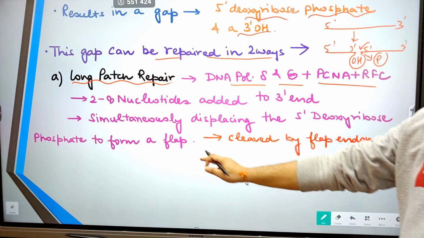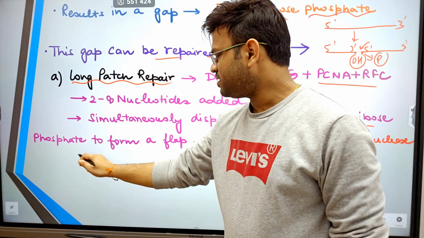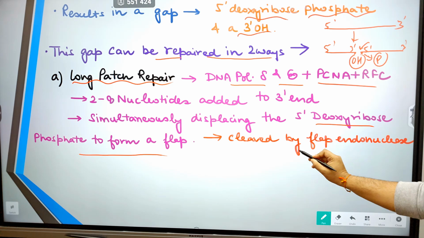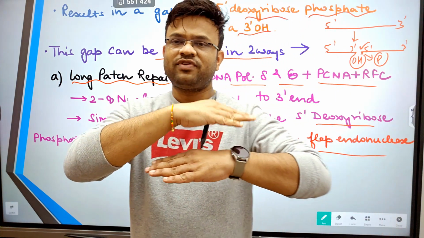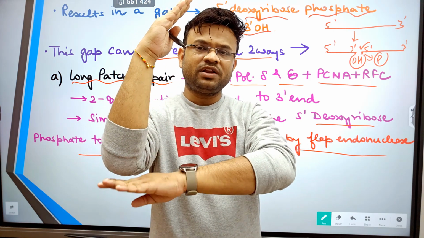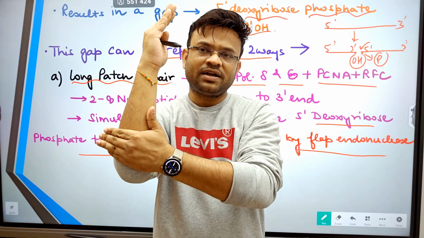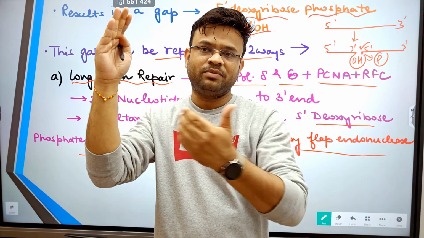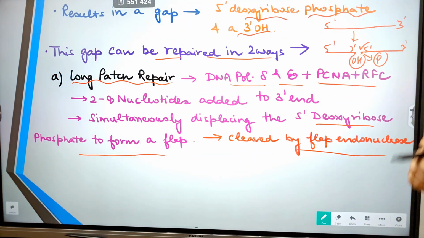This is what is written: simultaneously displacing the 5' deoxyphosphate to form a flap, and cleaved by flap endonuclease. And finally, what will happen? This flap that would have been created would be removed by cutting by flap endonuclease. So this would be cut down by flap endonuclease, and it would be removed. So this is what will happen over here.